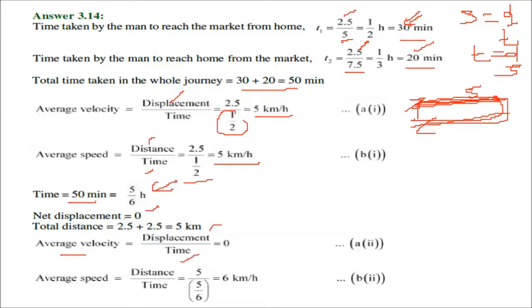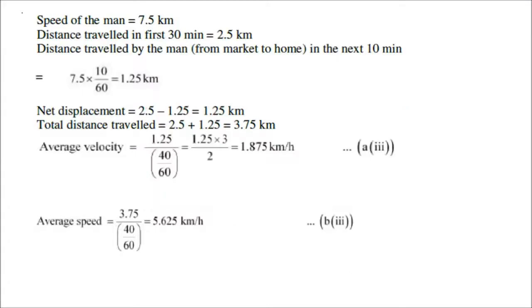What is the average velocity? It is displacement by time. Displacement is 0. It becomes 0. What is average speed? This is distance by time. Distance is 5. And what is the time? This is 5 by 6 hours, 50 minutes in all. So this will be 6 km an hour.